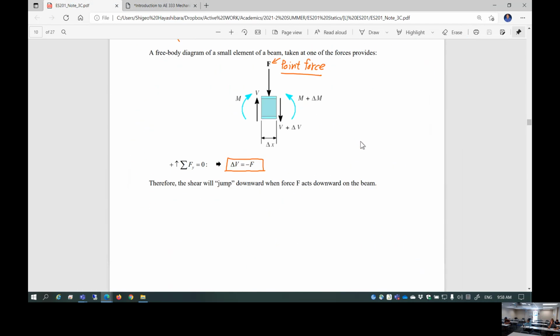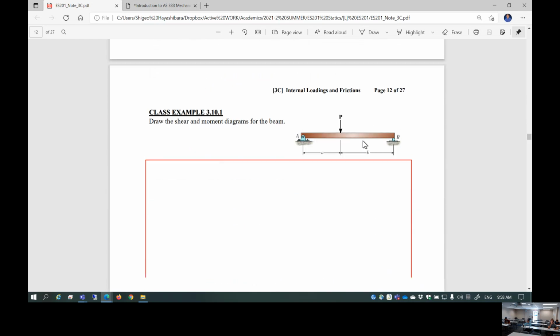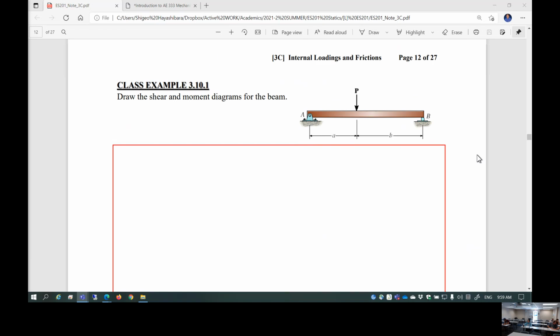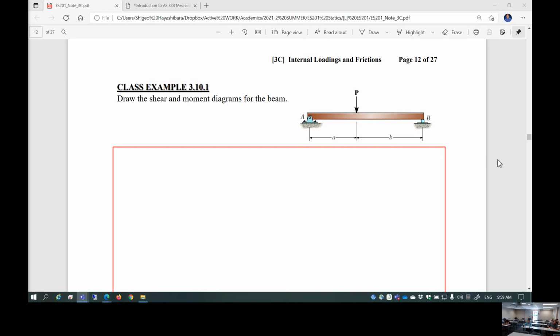Okay. Class example 3. Am I sharing my desktop? Yes, I do. Double checking. So let's just take a look at page 12. Class example 3.10.1. So this is your very first shear and moment diagram. I purposely chose the simplest possible example.